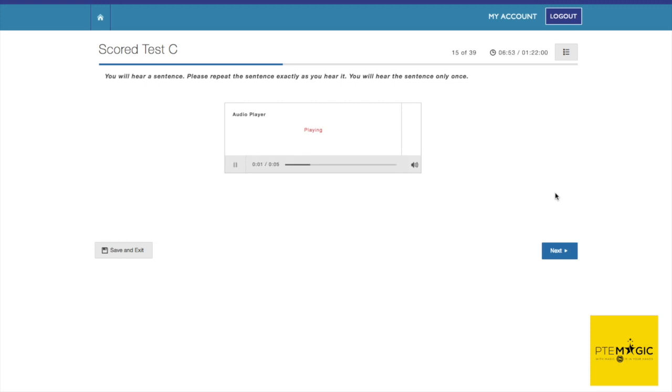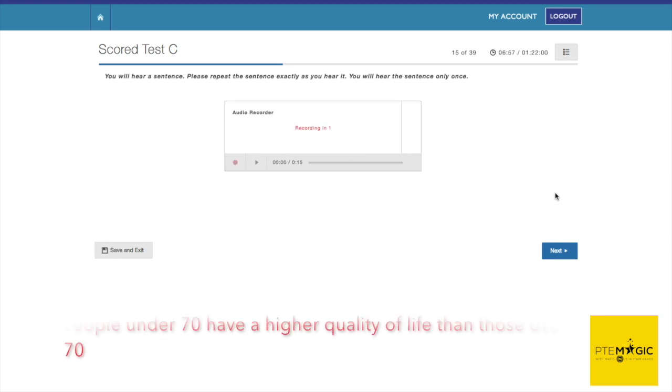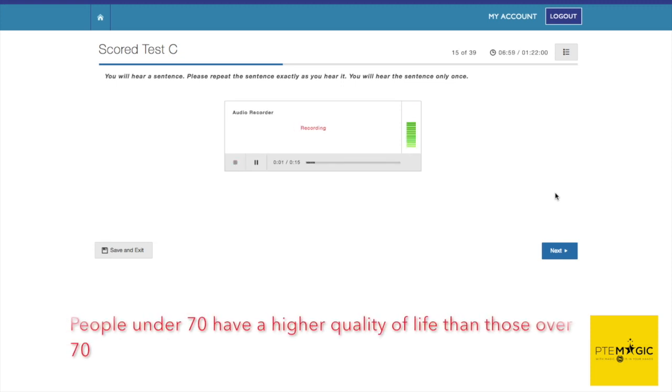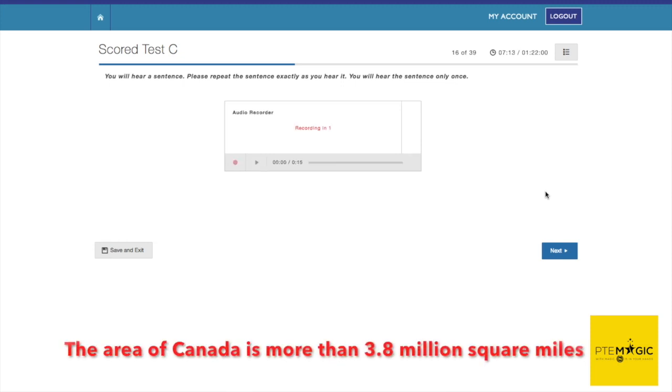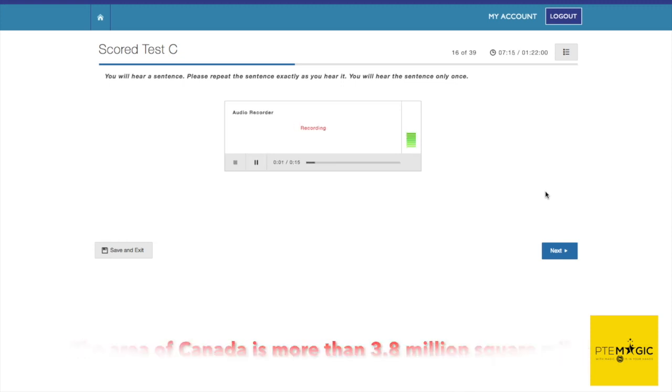People under 70 have a higher quality of life than those over 70. The area of Canada is more than 3.8 million square miles.